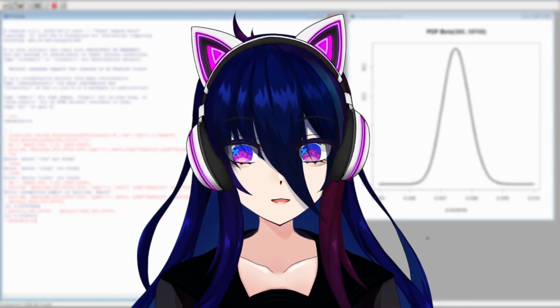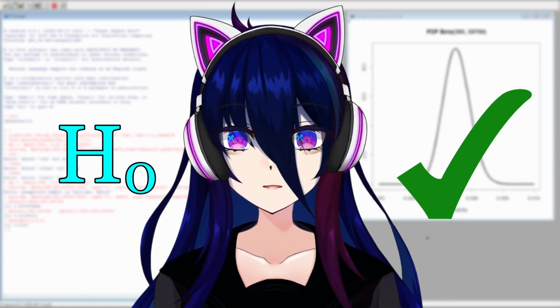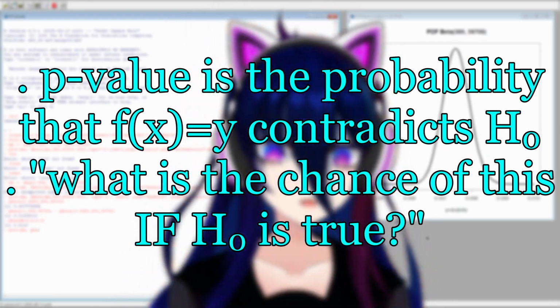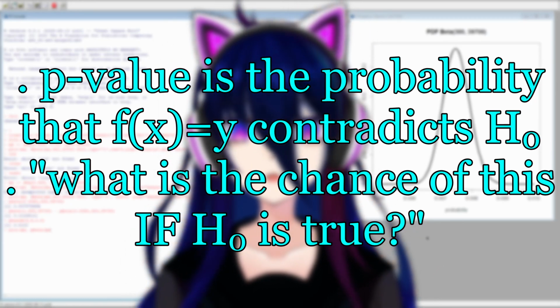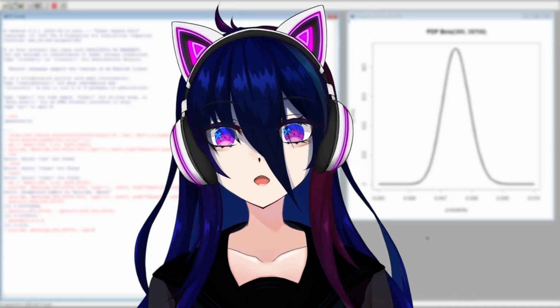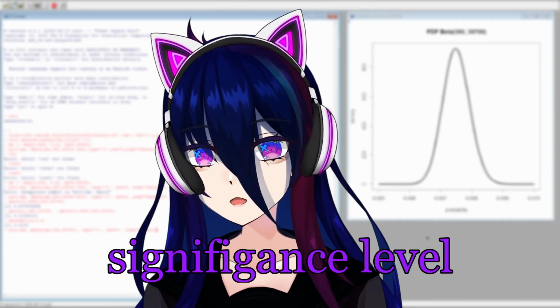What the p-value actually is, is this. So first, assume that the null hypothesis is true. Then, the p-value is the probability that using our previously mentioned test statistic, it will produce an answer that contradicts the null hypothesis. But for whether or not it contradicts the null hypothesis, we need one more term, and that is a significance level.